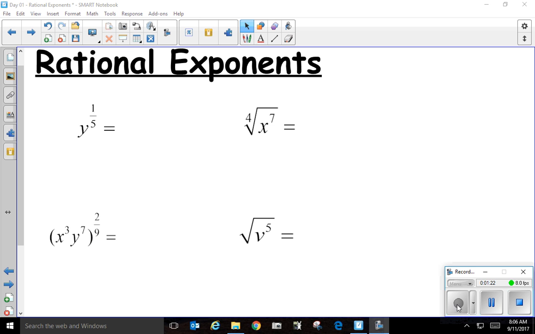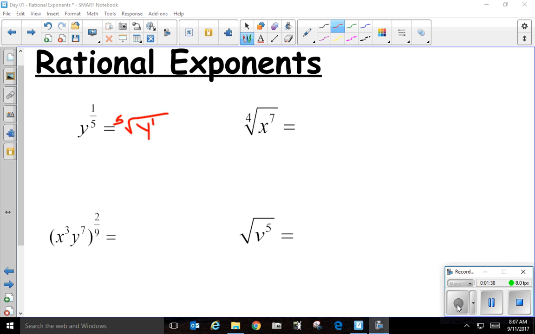All right. Come to the first one. Let's see if she's right. It's bottoms up, right? It's going to be the 5th root of y, because the one is the same thing. Perfect.